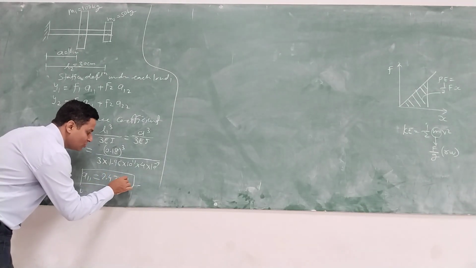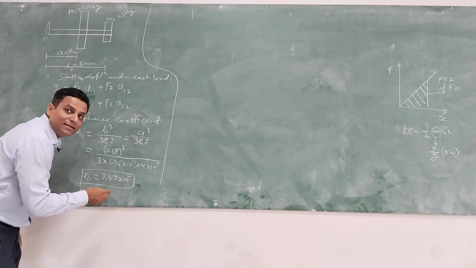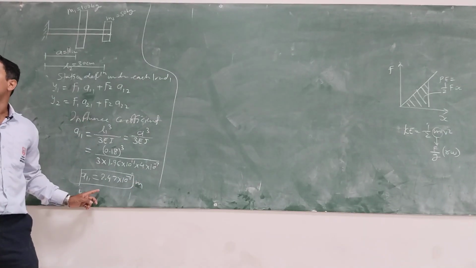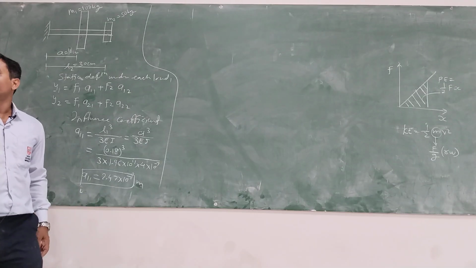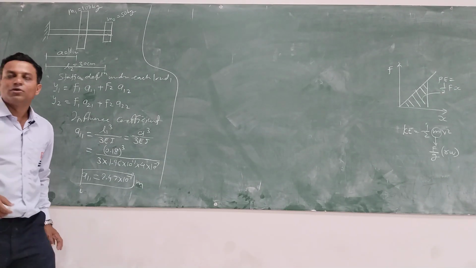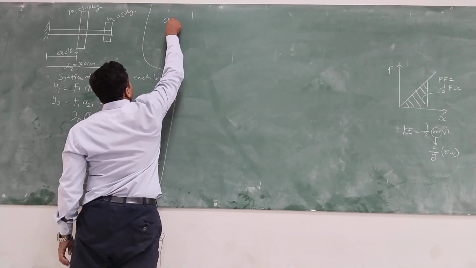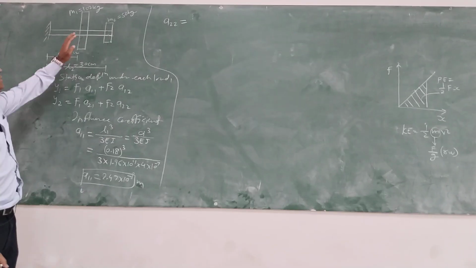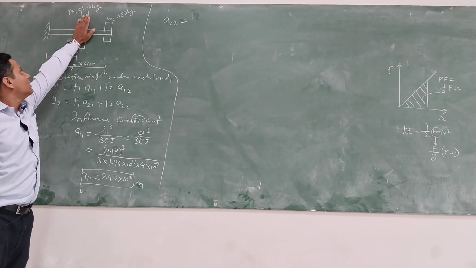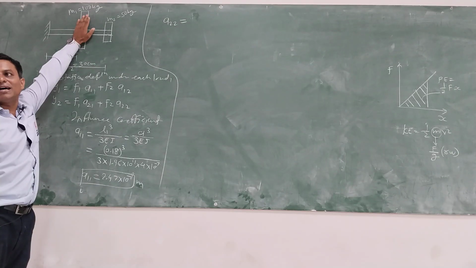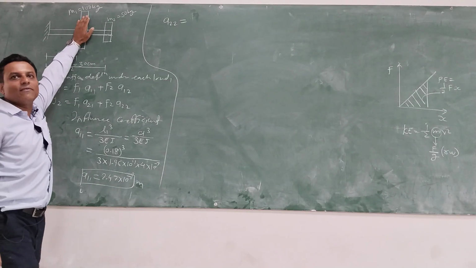2.47 into 10 raised to minus 8 meter. So this is A11. Now determine A22. A22 is easy to find. So we'll determine A22. Now to determine A22, we have to ignore this mass 1.